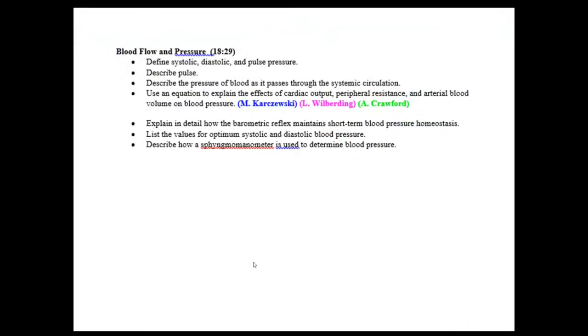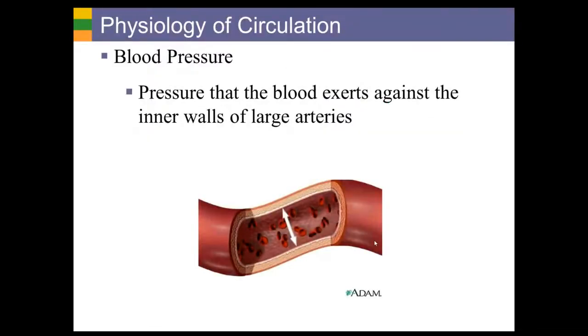Okay, I'm going to move to the next topic, which was blood pressure. There were questions about using the equation to explain the effects of cardiac output, peripheral resistance, and arterial blood volume on blood pressure. So let's talk about that. Okay, so what is blood pressure? Let's make sure we understand what that is before we go any further. Blood pressure is basically the amount of force that the blood exerts on the walls of your arteries. It's the force applied per unit of area by the blood on your arteries.